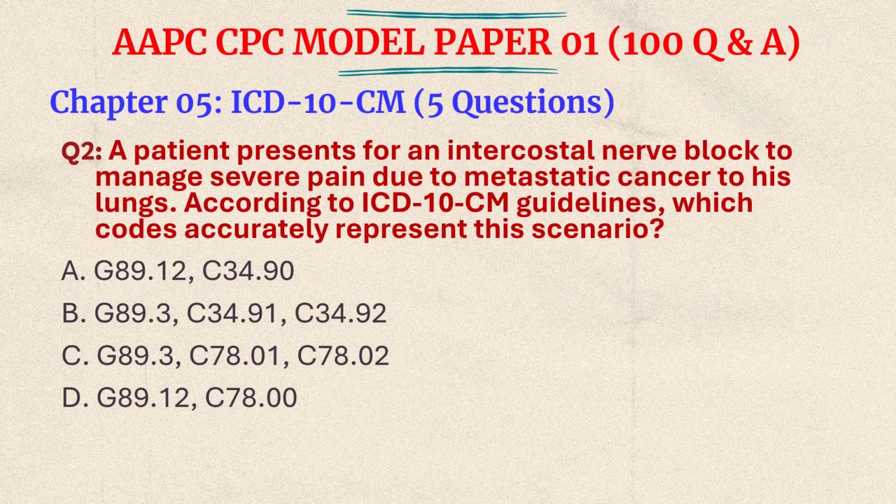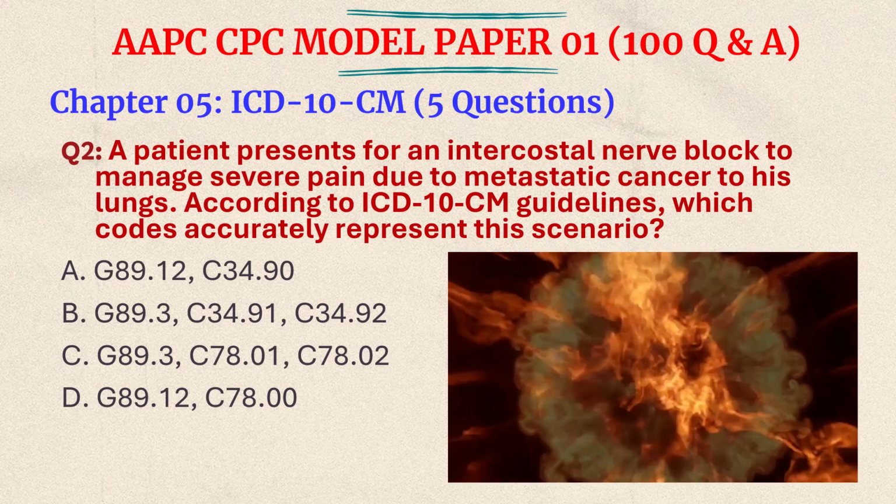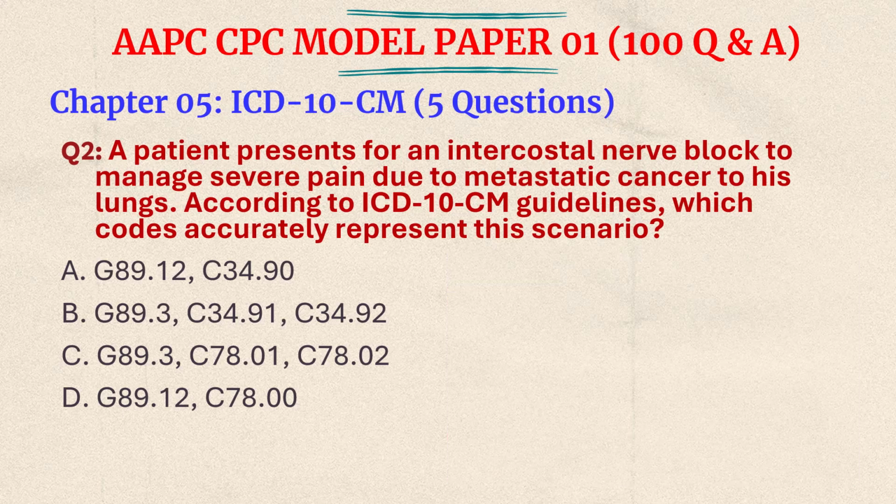Question number 2. A patient presents for an intercostal nerve block to manage severe pain due to metastatic cancer to his lungs. According to ICD 10 CM guidelines, which codes accurately represent this scenario? So there are 4 answers. So please pause the video, take your ICD 10 CM code book and find the answer. 3, 2, 1.